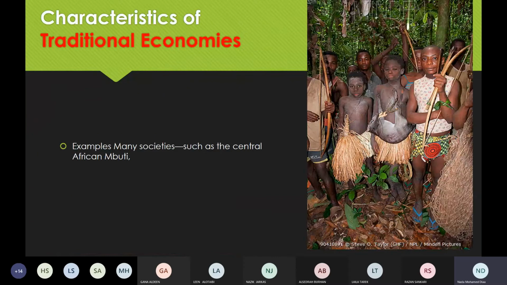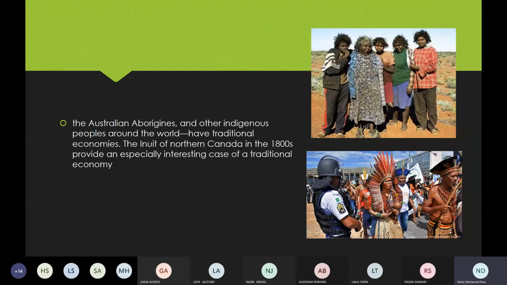Okay. What happens in the characteristics of traditional economy? Like here, like this society. Of course, no one in Saudi Arabia or in Syria holds a deer and walks like this, but people in Africa, the Mbuti, they wear like that. So this is their tradition. This is their traditional clothing, their traditional food, their traditional hunting. They go hunting with these arrows. Like in Australia, like in India, like in Canada.